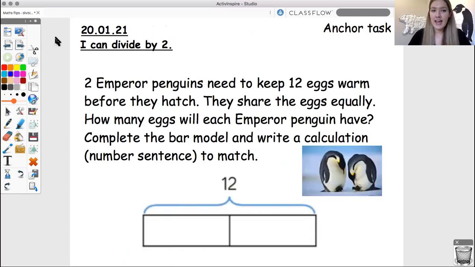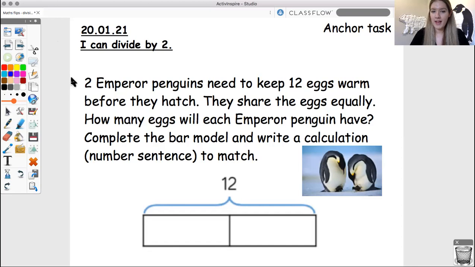So today, our learning intention: I can divide by 2. So this is your anchor task. 2 emperor penguins need to keep 12 eggs warm before they hatch. They share the eggs equally. Remember that word, equally. How many eggs will each emperor penguin have? Complete the bar model and write a calculation, so the number sentence, to match.